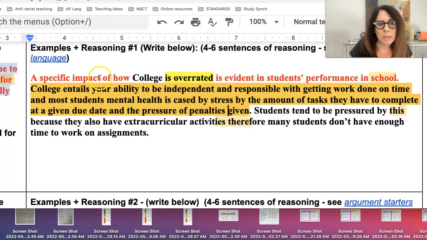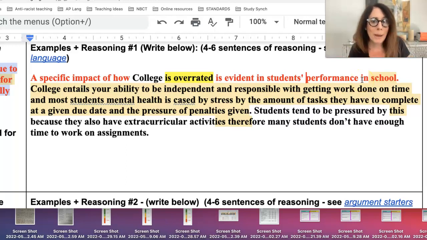Here is a specific impact, which is telling me here's the evidence, right? And so really this writer is saying something about the student's performance in school. So this writer would have to get to, well, what about the student's performance in school? So maybe it needs an adjective before performance to describe that a little bit more.